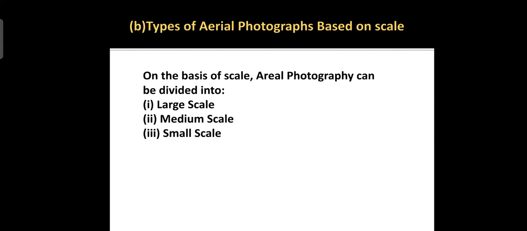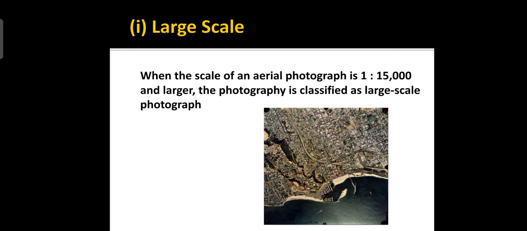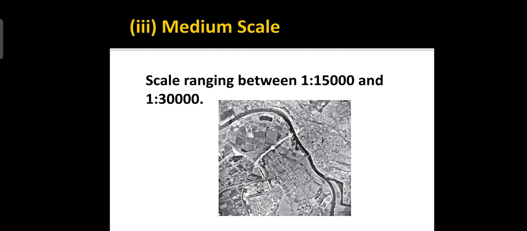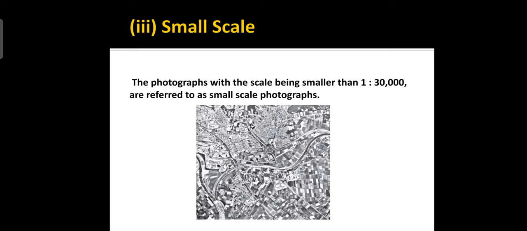Now on the basis of the scale of the photograph, we can divide aerial photographs into three: large scale, medium scale and small scale. When the scale of an aerial photograph is larger than 1 to 15,000, it is called a large scale photograph. When the scale is between 1 to 15,000 and 1 to 30,000, it is called a medium scale. And where the scale is smaller than 1 to 30,000, we call the imagery a small scale photograph.